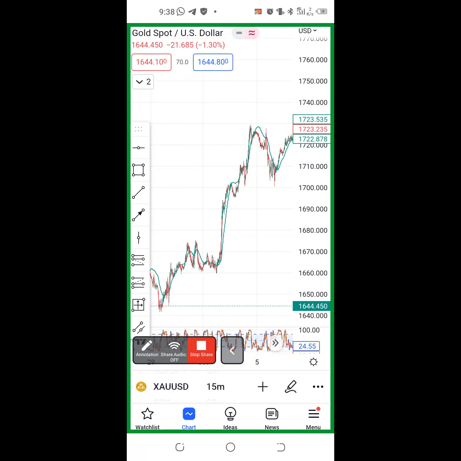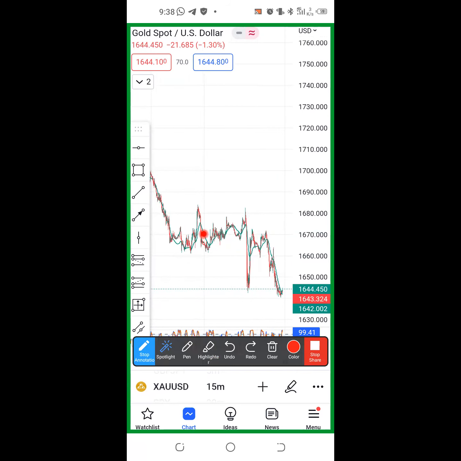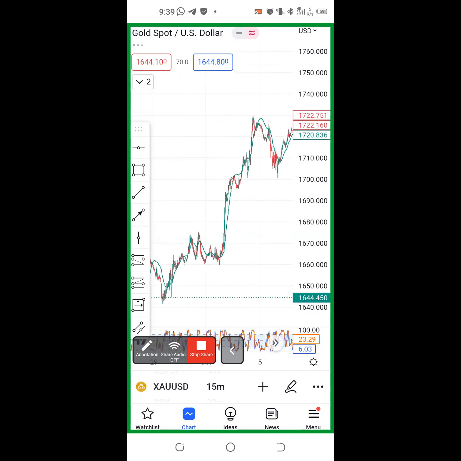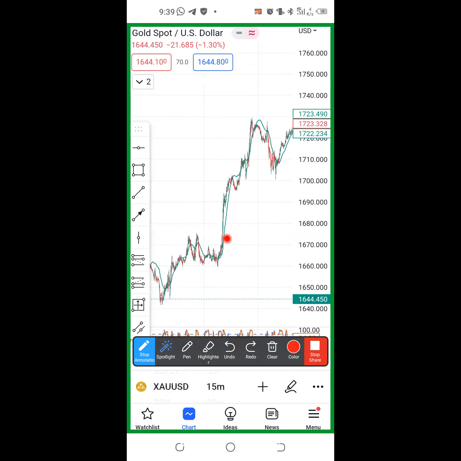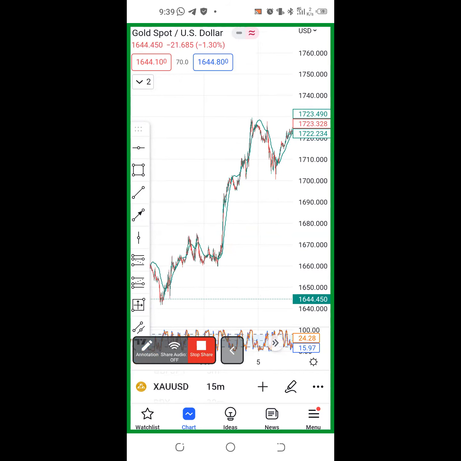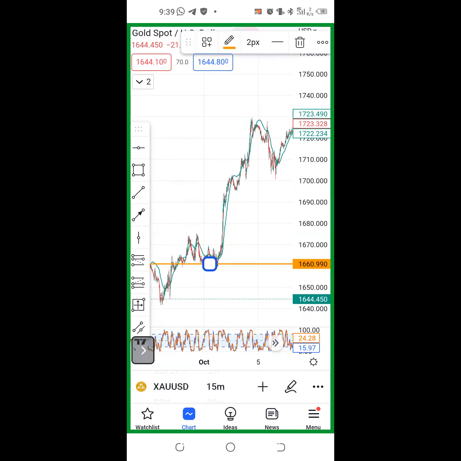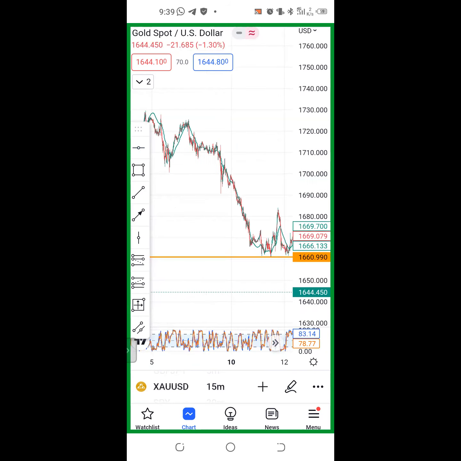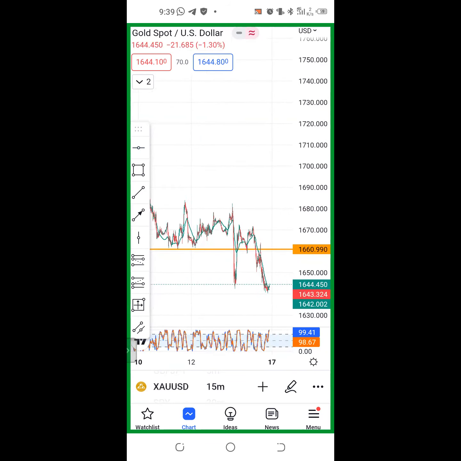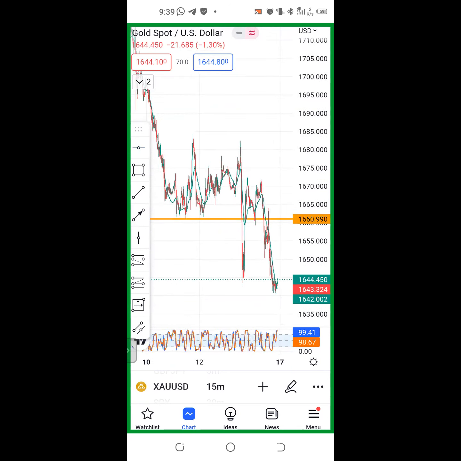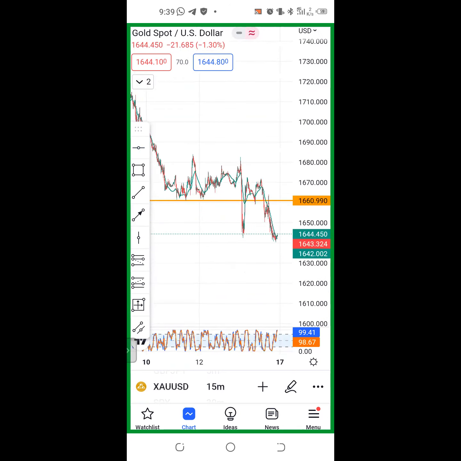Here, resistance, right? Here, support. So let's bring a line here. If you bring this line and you put it here, here is acting like a support, and here, okay, still a support here. Now let's check in the past. Still a support here.